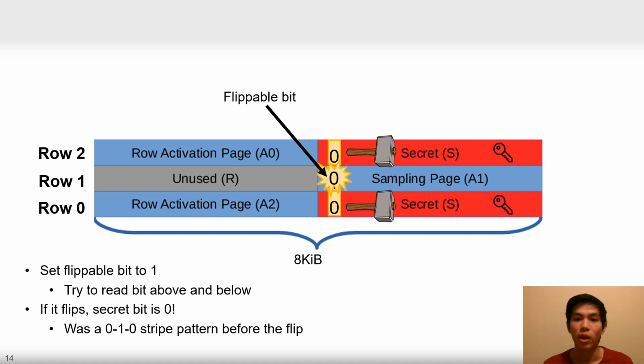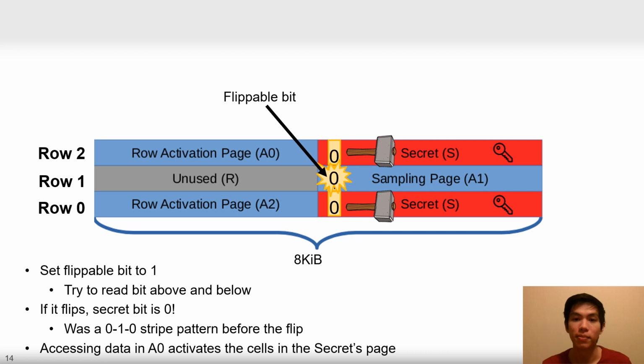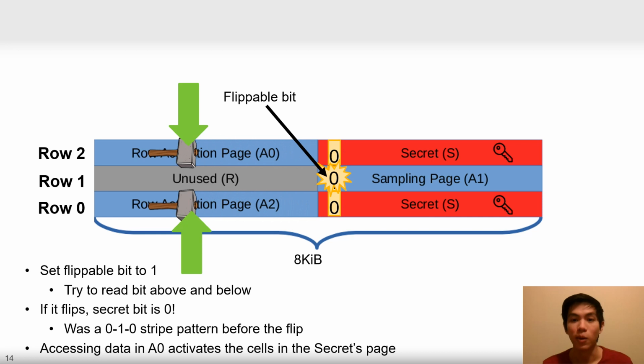Now, how does the attacker actually force activations of the secret pages if he does not have any permissions to read or write to them? Recall that when DRAM is accessed, the entire row that contains the requested data is activated. This means that if the attacker accesses his own memory in A0, A2, the attacker also activates the cells containing the secret, which are then used to induce bit flips in the sampling page. We have now read a single bit.